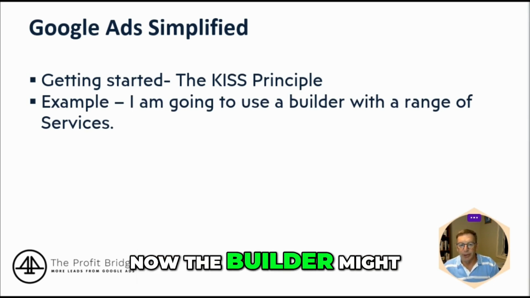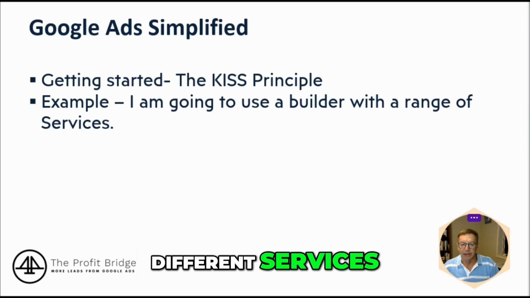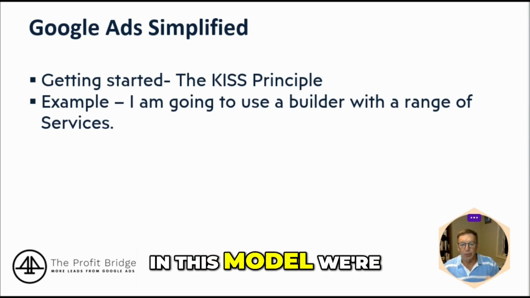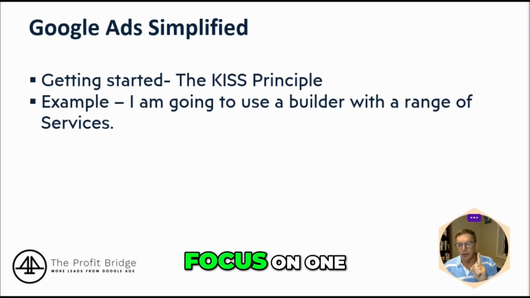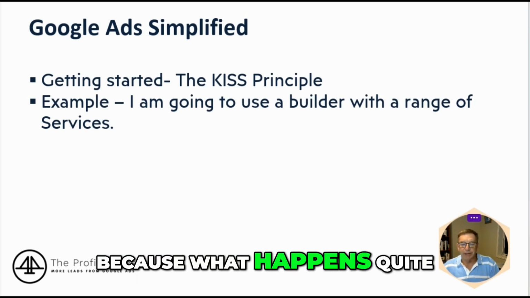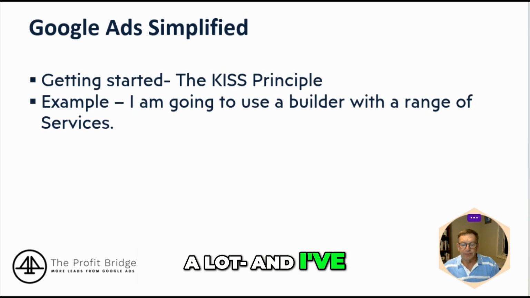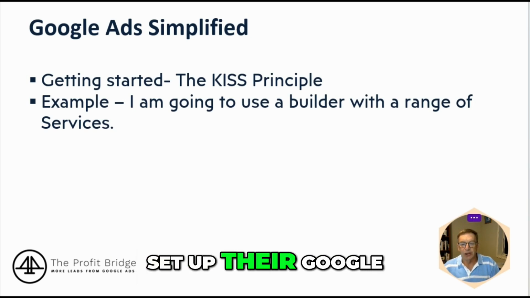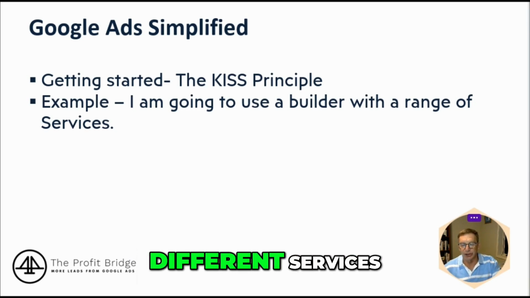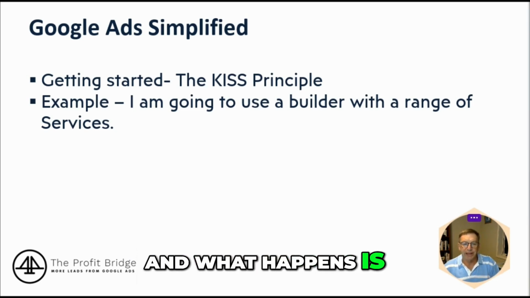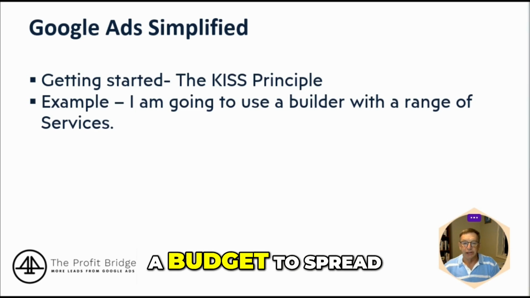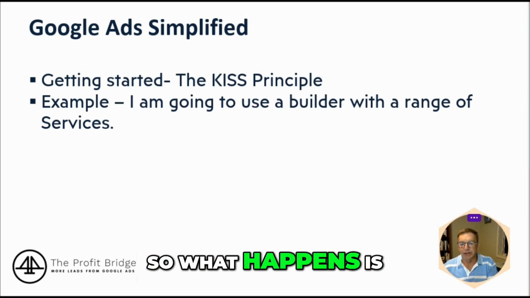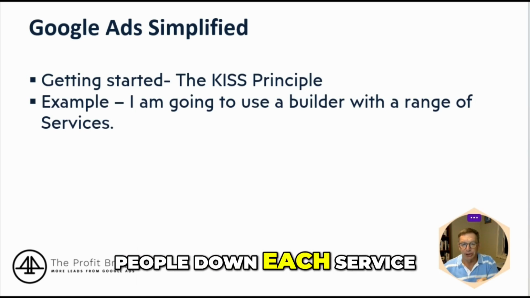Now the builder might have a range of different services, but in this model we're going to walk through, we're only going to focus on one. What happens quite a lot, and I've literally been looking at an account this morning, is people try to set up their Google Ads covering all their different services. They have too small a budget to spread across all their services, so they don't get enough people down each service.